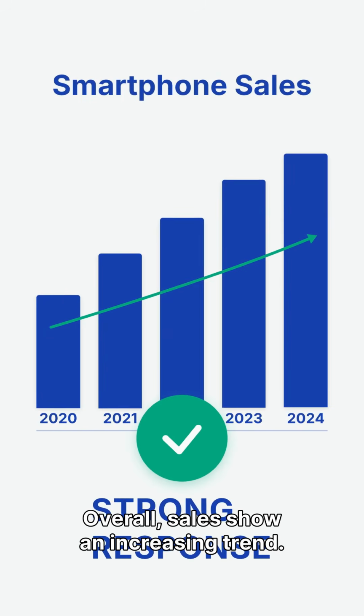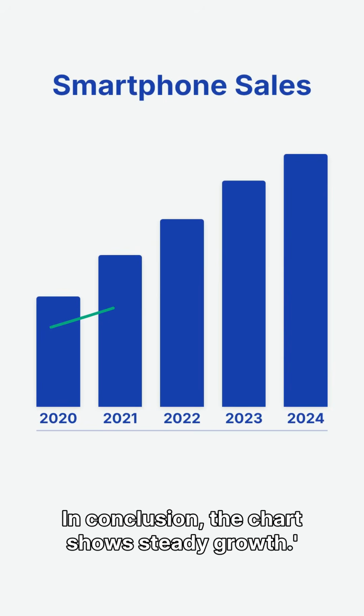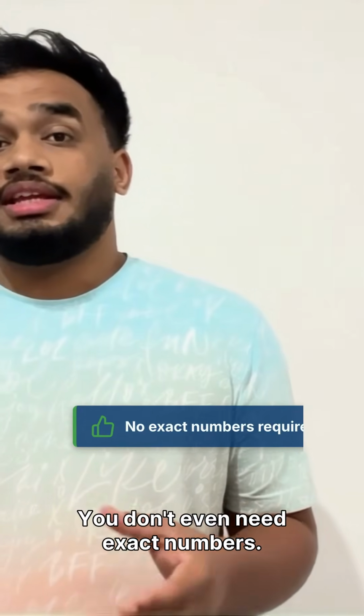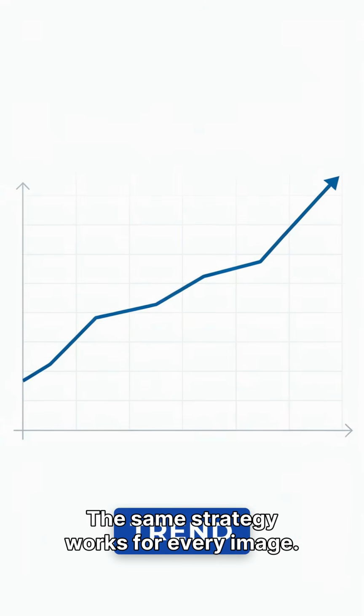Overall, sales show an increasing trend. Looking more closely, the highest value appears in the final year. In conclusion, the chart shows steady growth. See the difference? You don't even need exact numbers. The same strategy works for every image.